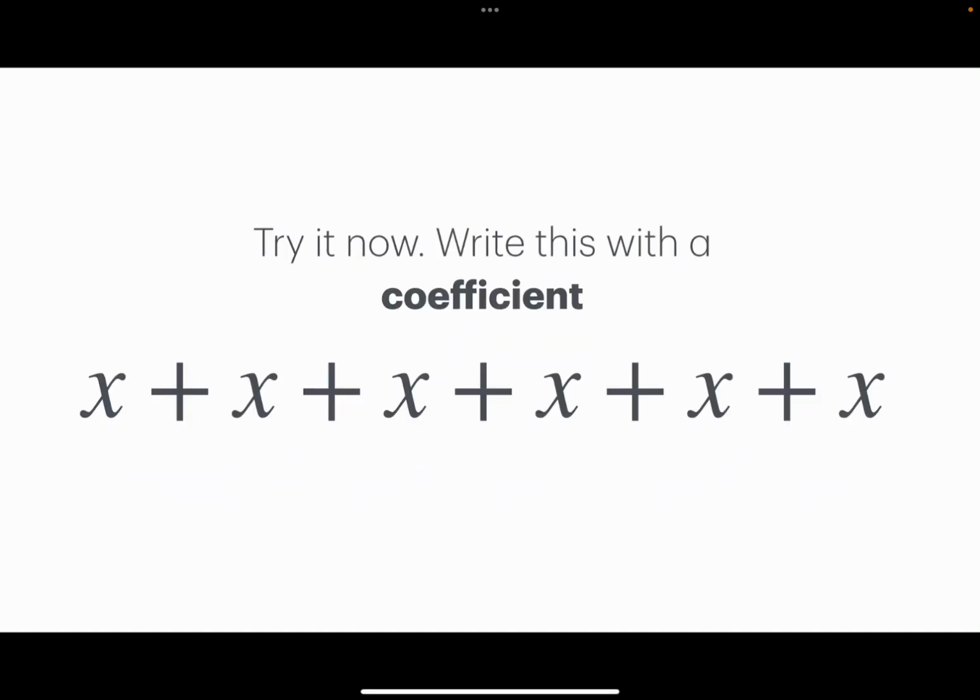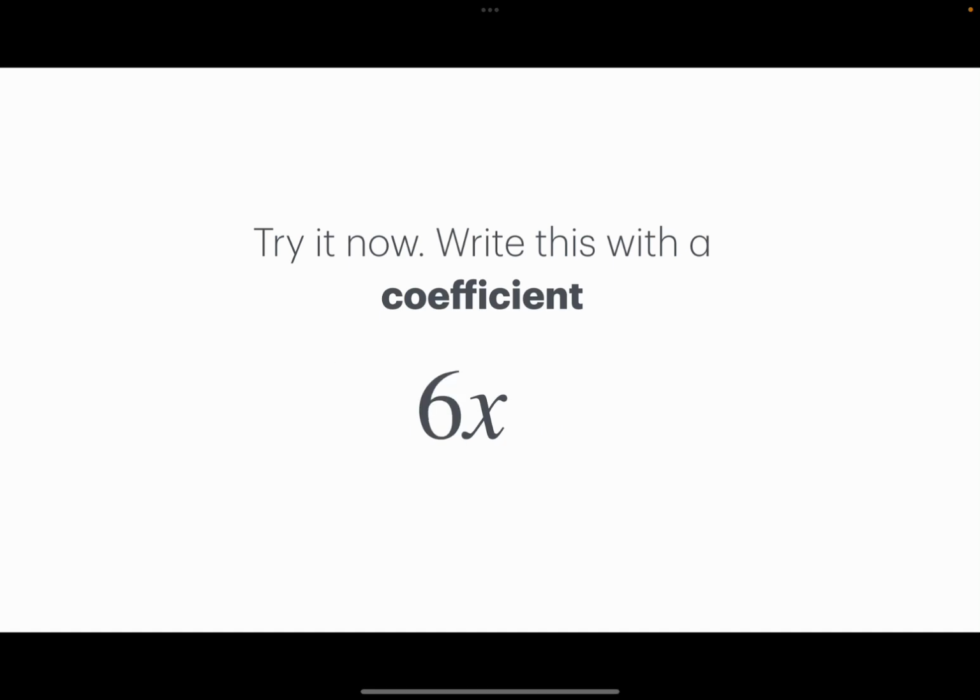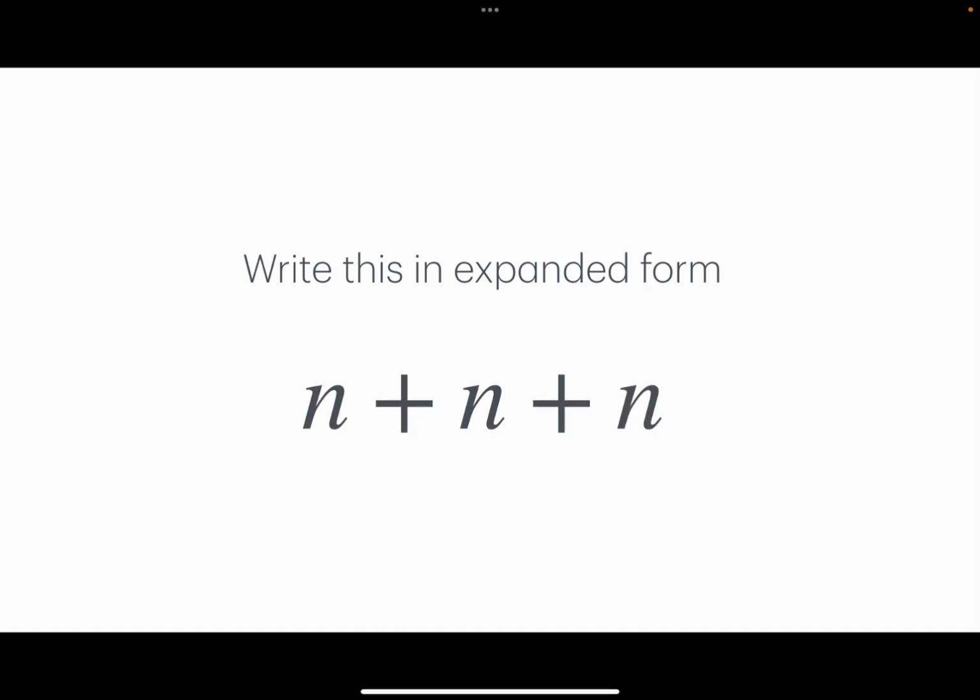So let's try it now. Write this with a coefficient. Okay, let's see what you got. Hopefully you got 6x because, again, we had 6 x's that were all being added together. And instead of writing all those x's out, we just put a 6 and then an x. So write this one in expanded form. So instead of writing it with the coefficient of 3n, how would you write this in expanded form? That's right. We have 3 n's and they're all being added together.